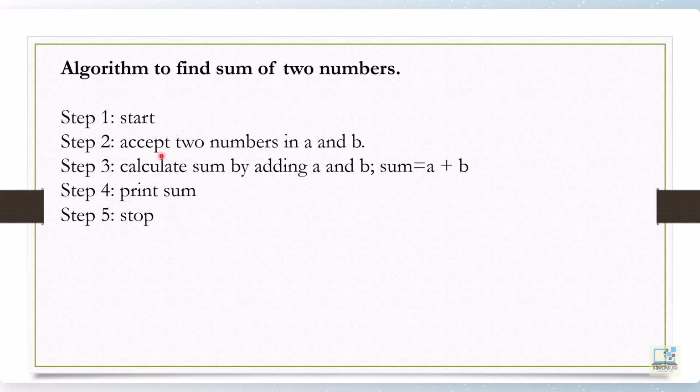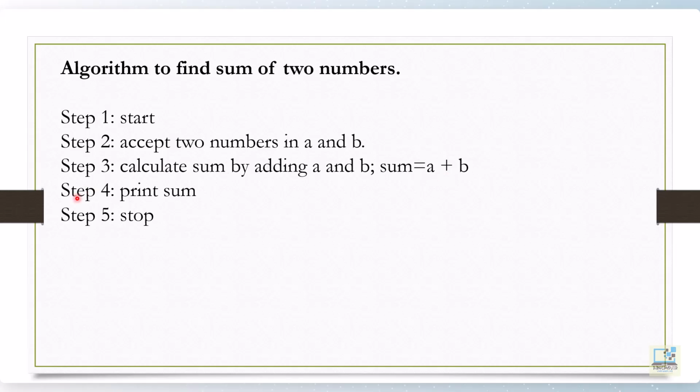Second step is usually taking input. So we can write input two numbers, we can write accept two numbers or enter two numbers, and then we specify variable name. In this case, I have taken A and B. So I am taking input two numbers in A and B. Then I am writing calculate because it is a calculation step where we are finding the sum by adding A and B. Then I have written the formula.